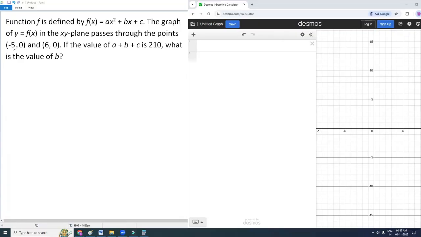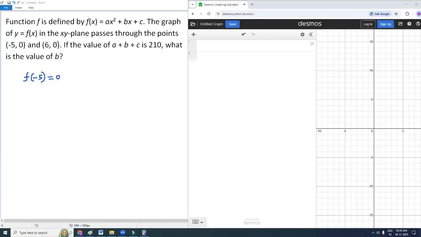The graph of the given function passes through these 2 points. Let's consider the first point, (-5, 0). The x-coordinate is -5 and the y-coordinate is 0. And we have the information y equals f of x. That is, when x equals -5, the value of the function f of x is 0. It can be written as f of -5 equals 0. That is, when x is -5, the value of the function is 0.